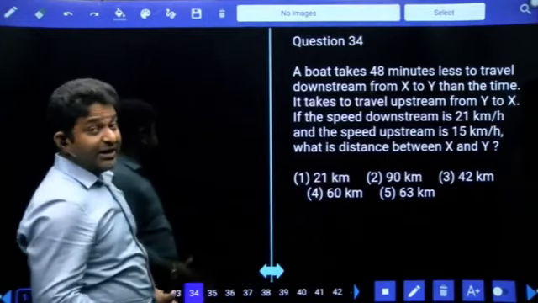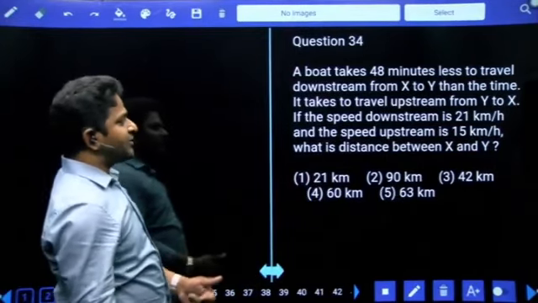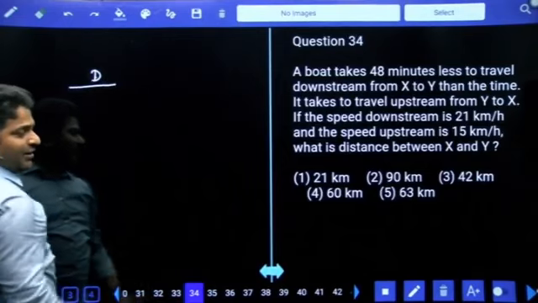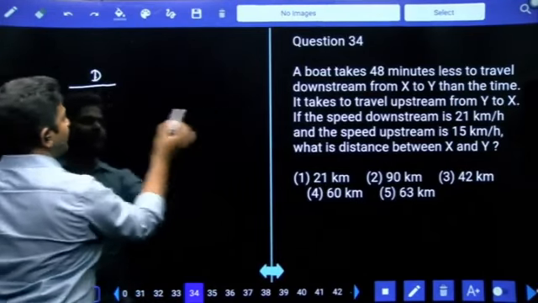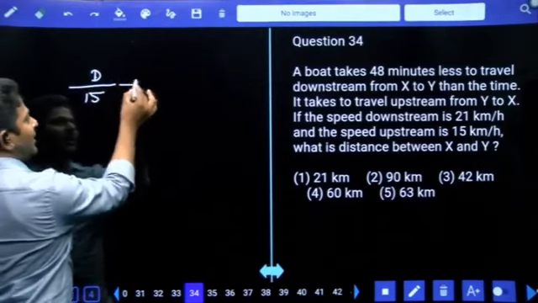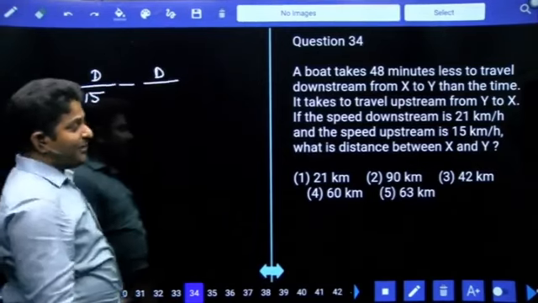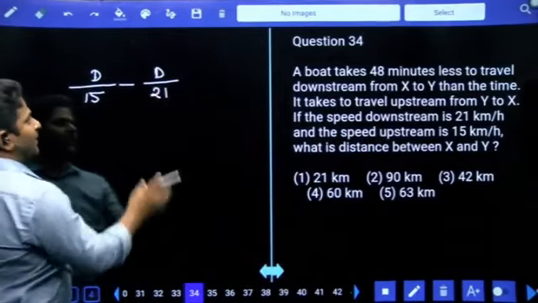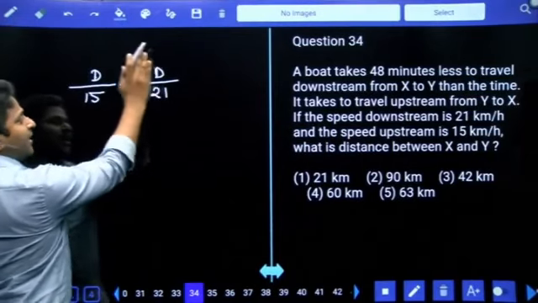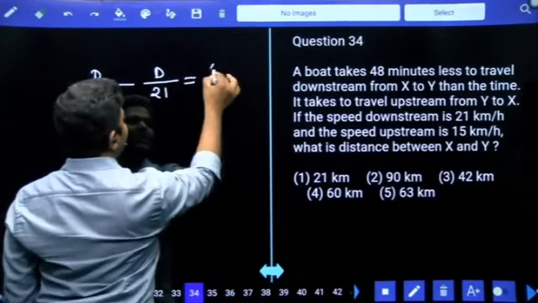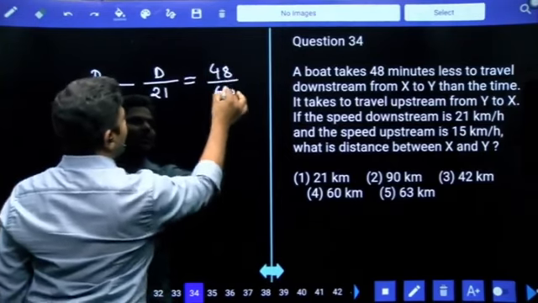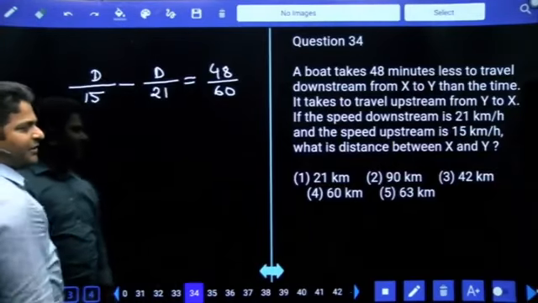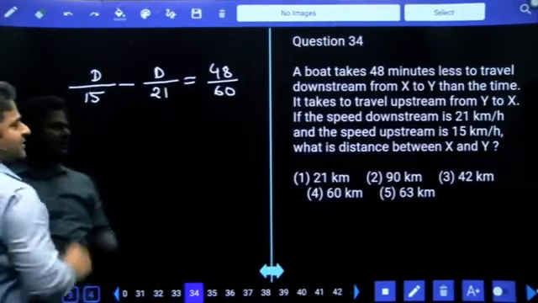Now, in which direction is it taking more time? Obviously, upstream. If the distance is D, the time to cover D kilometers with the upstream speed of 15 km per hour is D by 15, and the time to cover D kilometers downstream with a speed of 21 km per hour is D by 21. The difference between the upstream and downstream times is equal to 48 minutes, which is equal to 48 by 60 hours. Minutes converted to hours. Now your question is to identify the distance between them. That is D equal to how much?